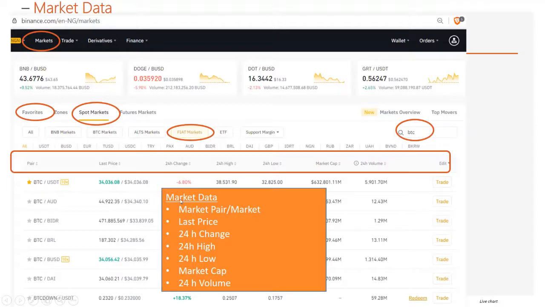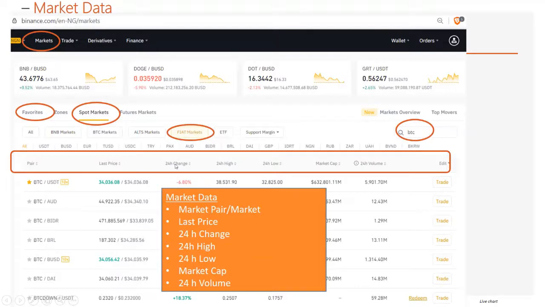So just to recap, the market data again, this is it. This is the market pair. This is your last price. Now the last price is the last price that particular asset was traded. So for this market, BTC was traded for $34,036. Forget about the points.